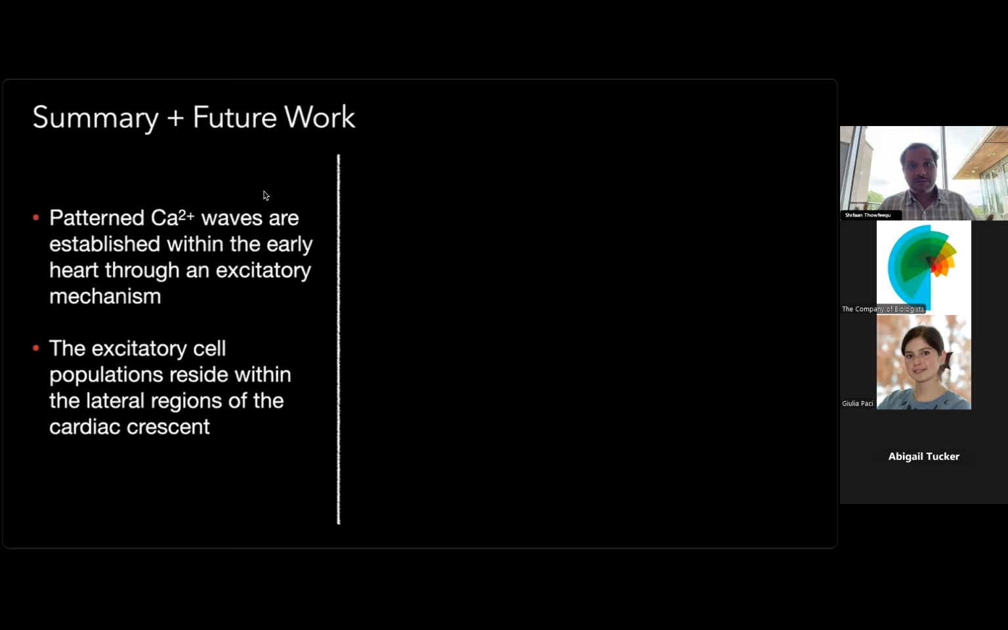So just to summarize the second half of the talk, what I've shown is that there are patterned calcium waves, which are established within the heart soon after the cardiac crescent is formed. And these initial calcium waves are dependent upon an excitatory mechanism, and the excitatory population lies within the lateral aspects of the cardiac crescent.